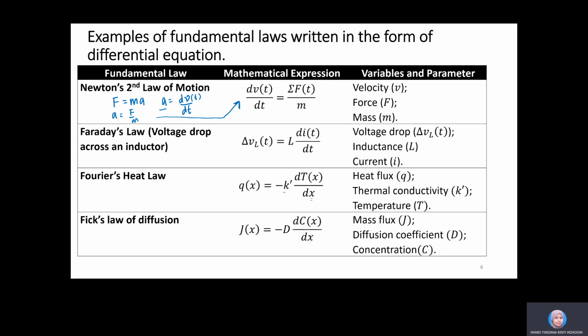Then the next law that you can write in the form of a differential equation is Fick's law of diffusion. So, diffusion of a gas, for example, into air. It can be written as J, the mass flux, equal to minus D, where D is the diffusion coefficient, times dC/dx. So C here is the concentration, and dC/dx is the change in concentration with respect to x, the distance traveled by the gas.